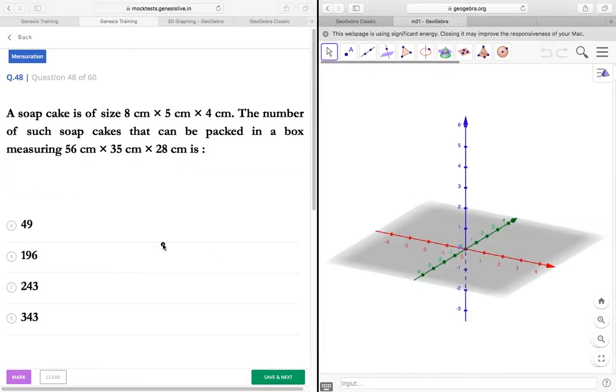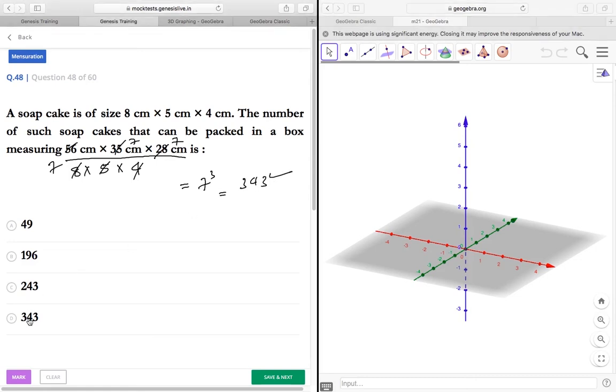Next one, a soap cake is of size 8 centimeter, 5 centimeter and 4 centimeter. The number of such soap cakes that can be packed in a box measuring this value. It's very simple question, direct question. So I'll just have to divide this by 8 into 5 into 4. Hope this is clear. So 8 7 times, and then 5 7 times, and then 4 7 times. So you get 7 cube, or answer is 343. Option D. Brilliant. Let's move on to the next one.